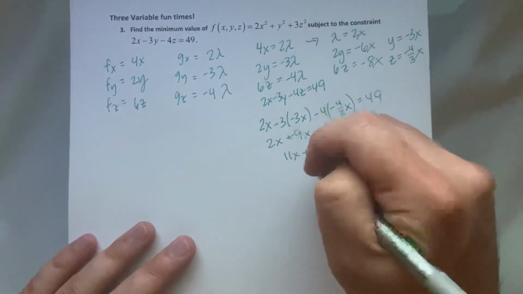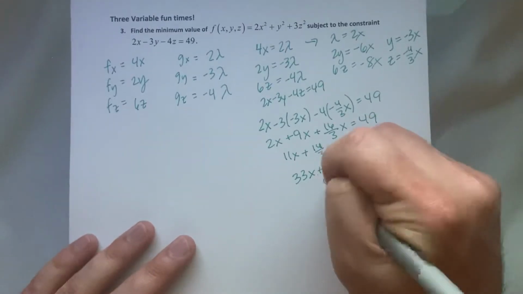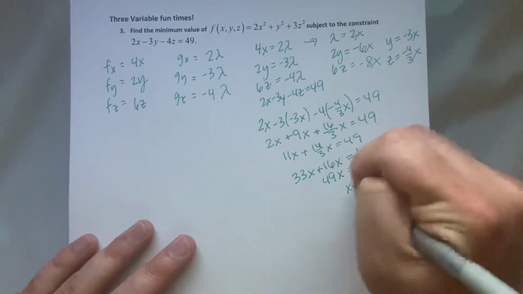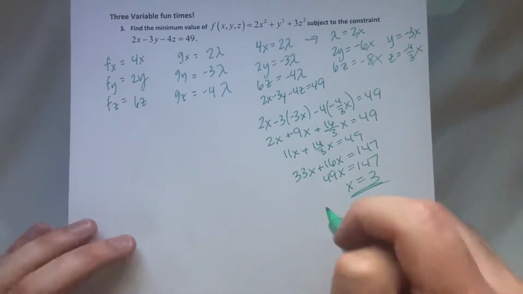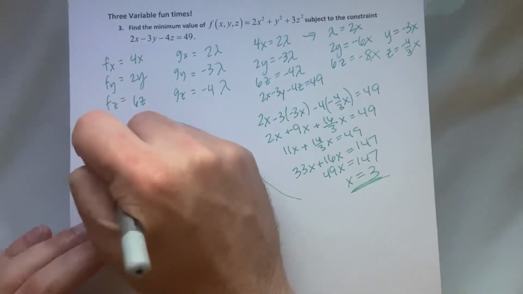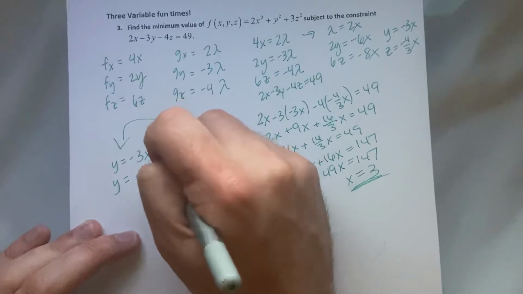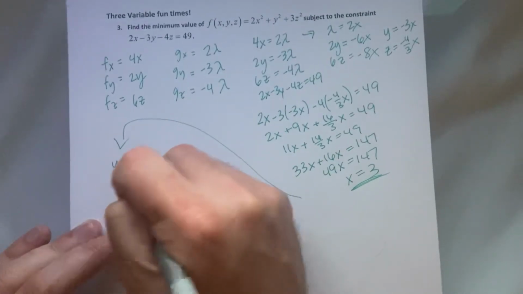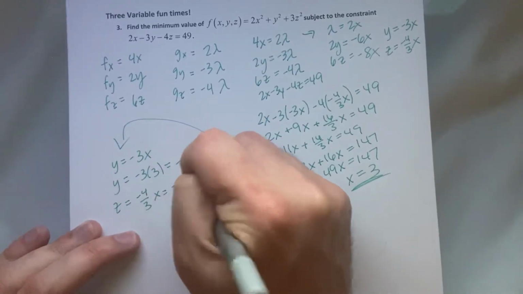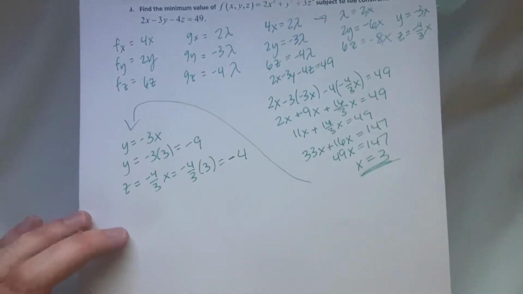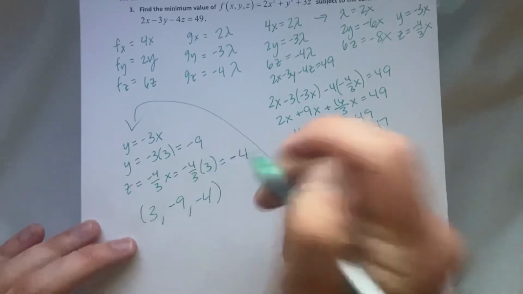I'm just going to multiply by 3 here. So 33x plus 16x equals 147. So that's 49x equals 147. So x is 3. Now for the rest of my equations, we know y equals negative 3x. So y is negative 3 times 3, which is negative 9. Z is negative 4/3 times x, which is negative 4/3 times 3, so that's negative 4. So my 3 values are 3, negative 9, and negative 4.